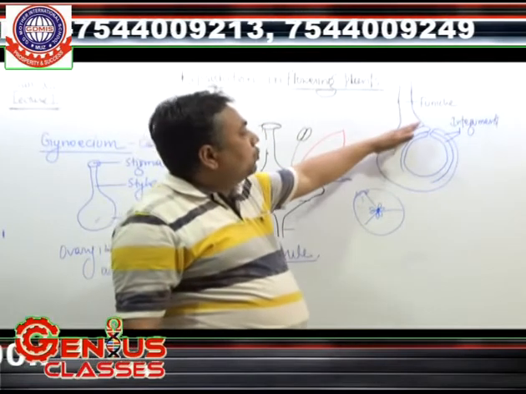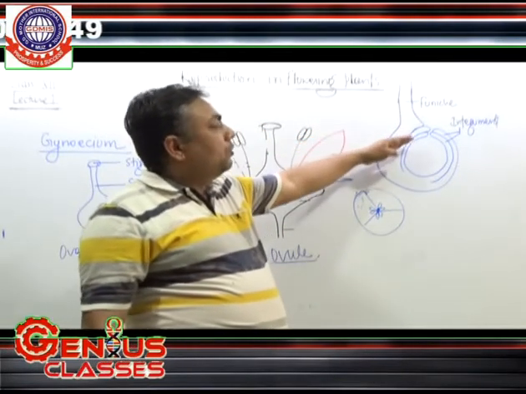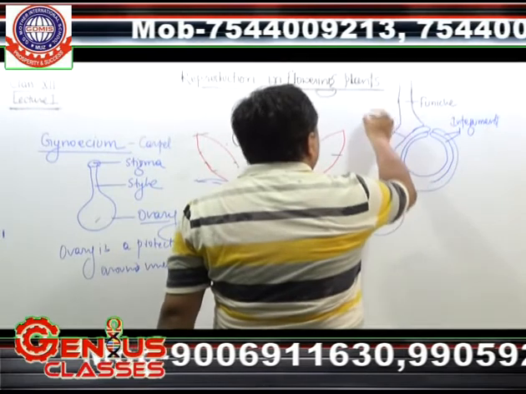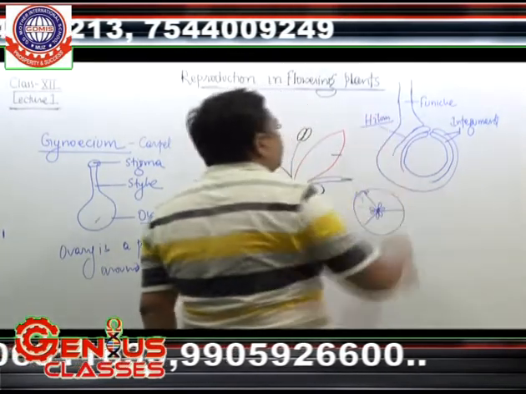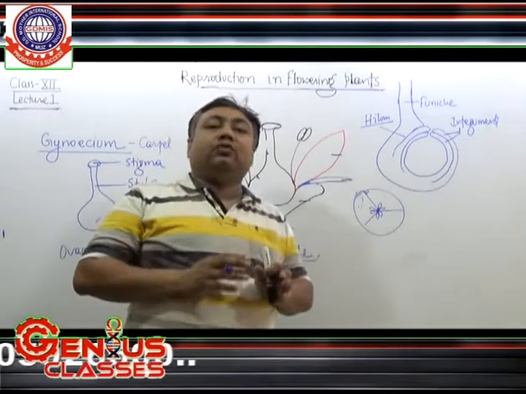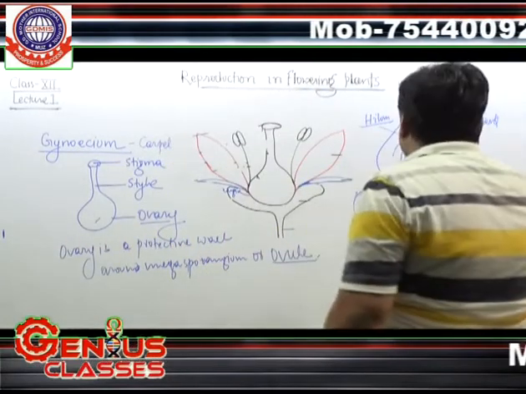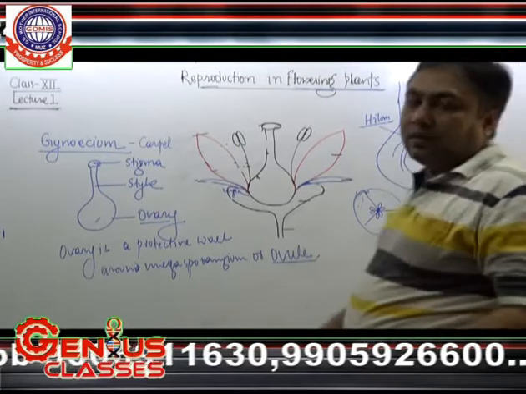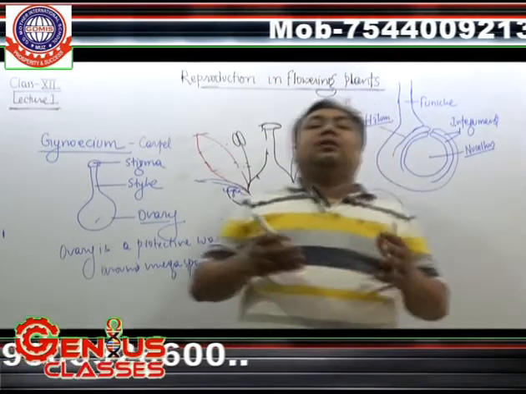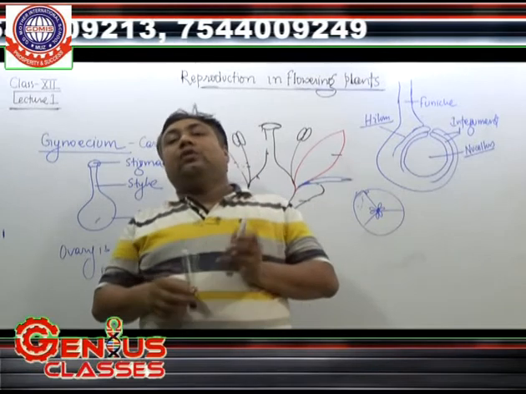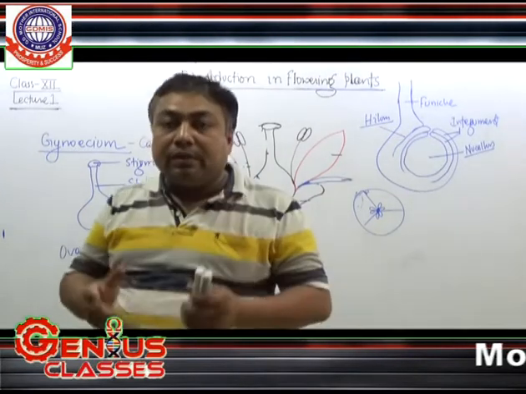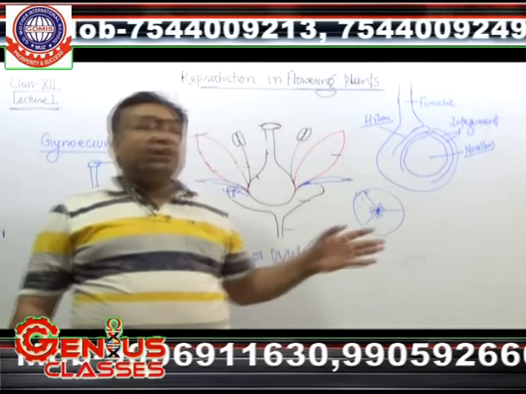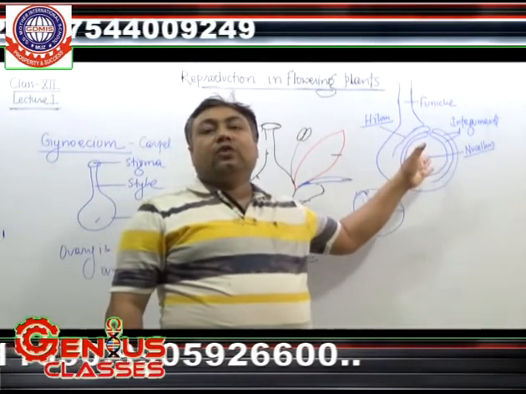Now, the zone where funicle is attached to the ovule is called hilum. And the cells or the tissue inside integument is called nucellus. Nucellus is the nutritive tissue for the development of embryo sac. The developing embryo sac, or the megaspores, will get nourishment from this tissue which is called nucellus.